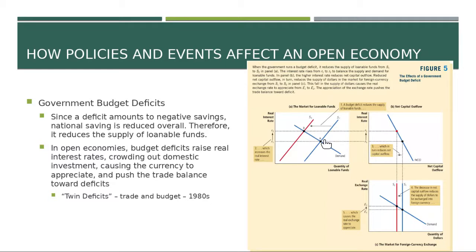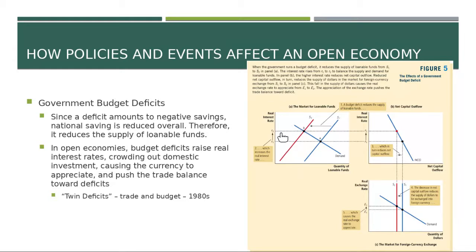However, with a budget deficit, the government has to borrow from the private market, thereby leading to a leftward shift in the supply of loanable funds. With this leftward shift in the supply of loanable funds, we establish a new intersection at point B, where we have a higher real interest rate and a lower quantity of loanable funds.